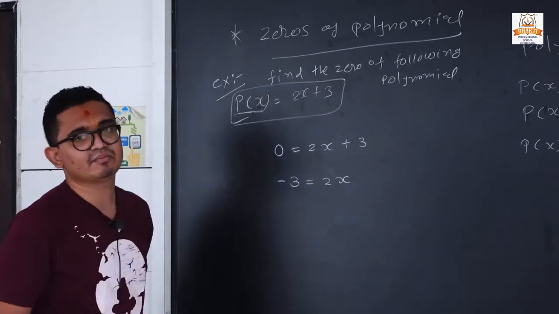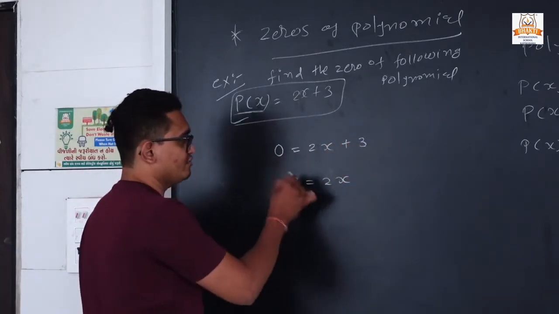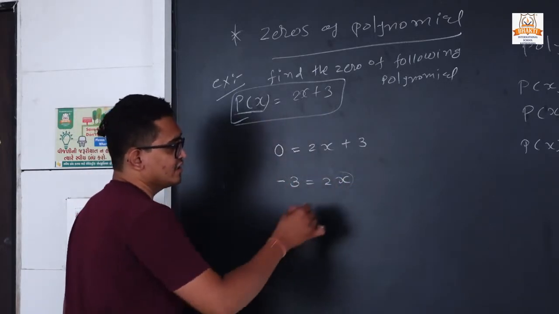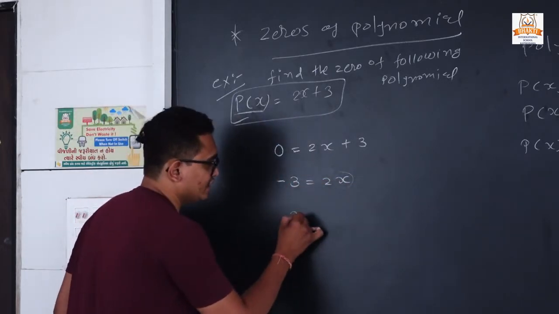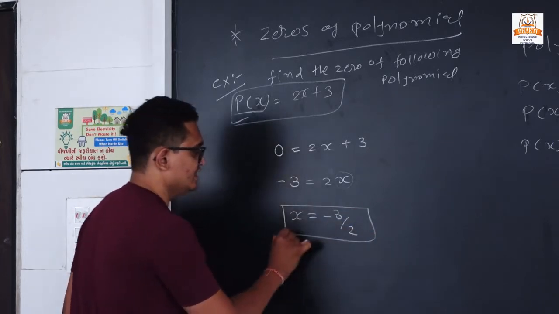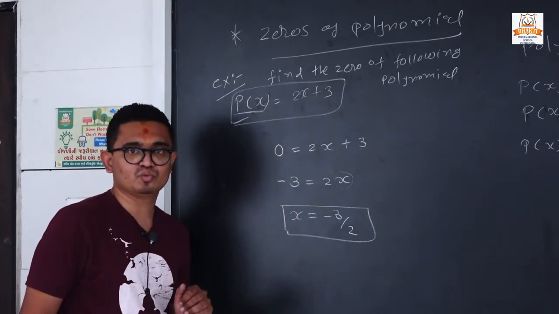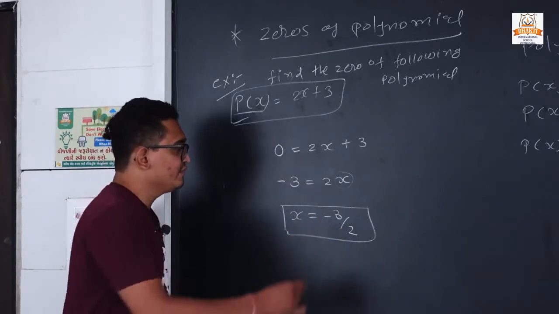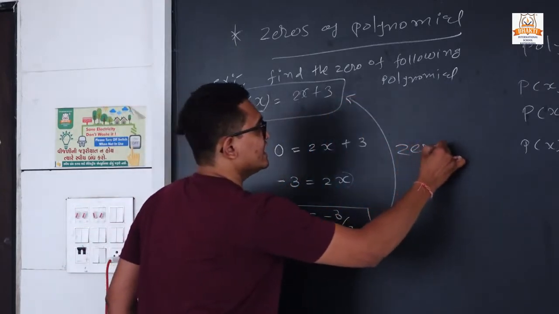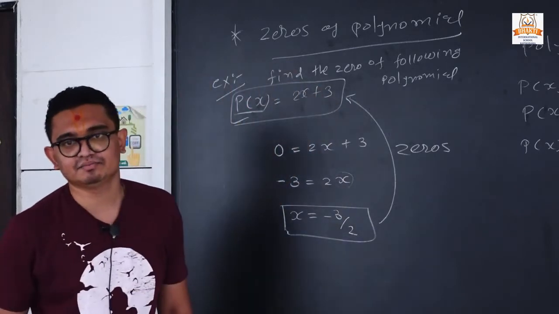Now the second step: plus 3 goes to the other side, so it becomes minus. Now we want to find the value of x, so the 2 goes to the denominator. So what is our answer? x is equal to minus 3 by 2. It is the zero of that polynomial.